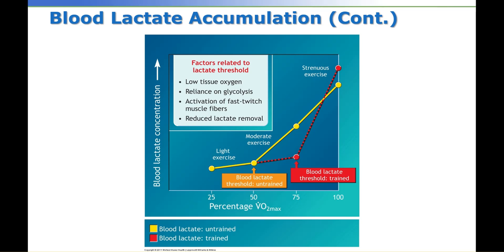So if you look at this, what you're seeing is that the blood lactate threshold for trained people, it takes longer for them to reach their max oxygen uptake. A lot of that has to do with the blood lactate concentration. Blood lactate concentration increases more readily, more quickly in people who are untrained.